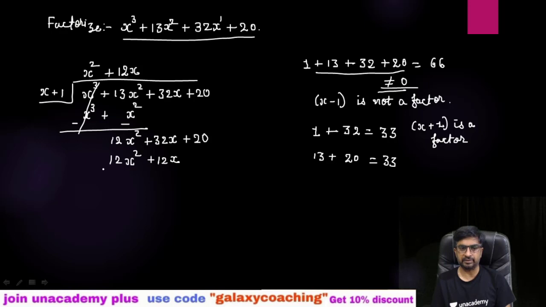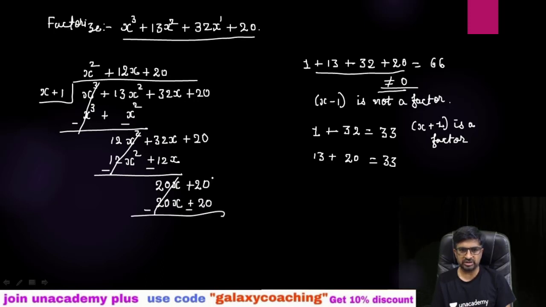Now again you need to subtract, so sign change. So this will get cancelled. 32 minus 12 gives 20x plus 20. Now you need 20x and x is there, so we are going to multiply with 20. 20 into x, you will get 20x, and 20 into 1, you will get 20. Now sign change because of subtraction, so both of these will get cancelled. Every time, guys, you will get 0 only. If you are not getting 0, it means that you have made some mistake in the division. So every time you will get 0 only in this type of question.